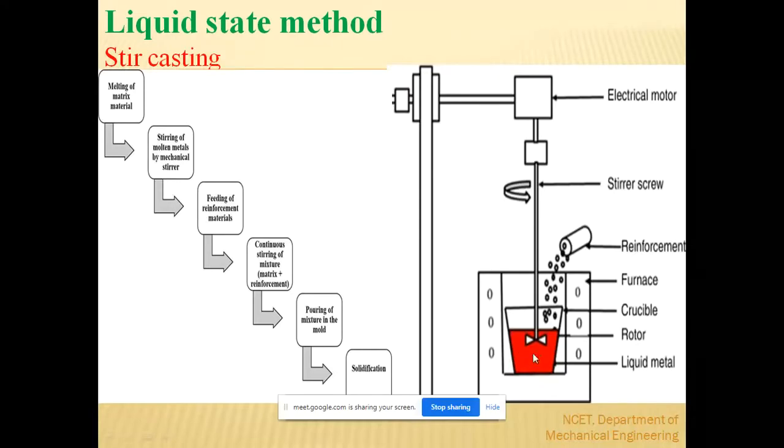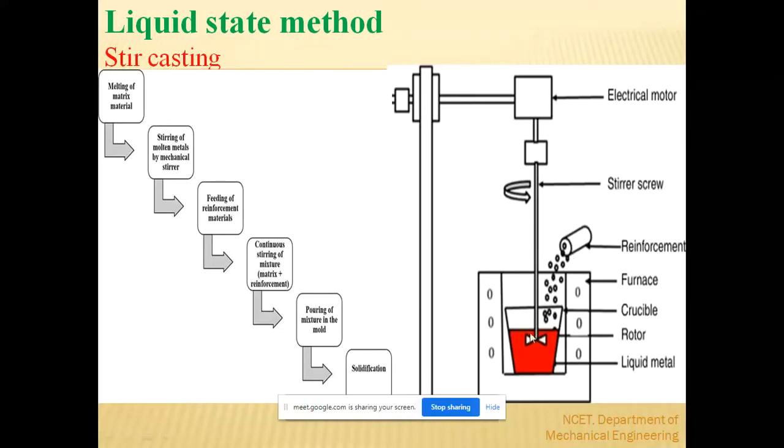The first step. Then this matrix material is going to be completely stirred. Stirring takes place. That was the second step. Stirring takes place by means of an electric motor, that is a mechanical one. Then feeding. See, here we are feeding reinforcement of different material in terms of particulates, not a continuous one. Discontinuous particulates or fibers are fed into the molten metal. That was the third step.